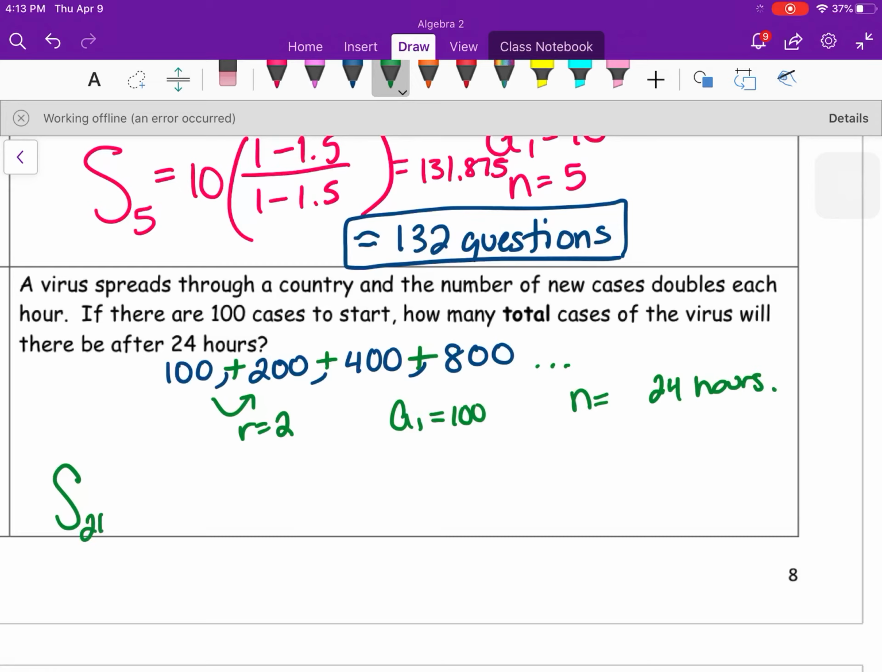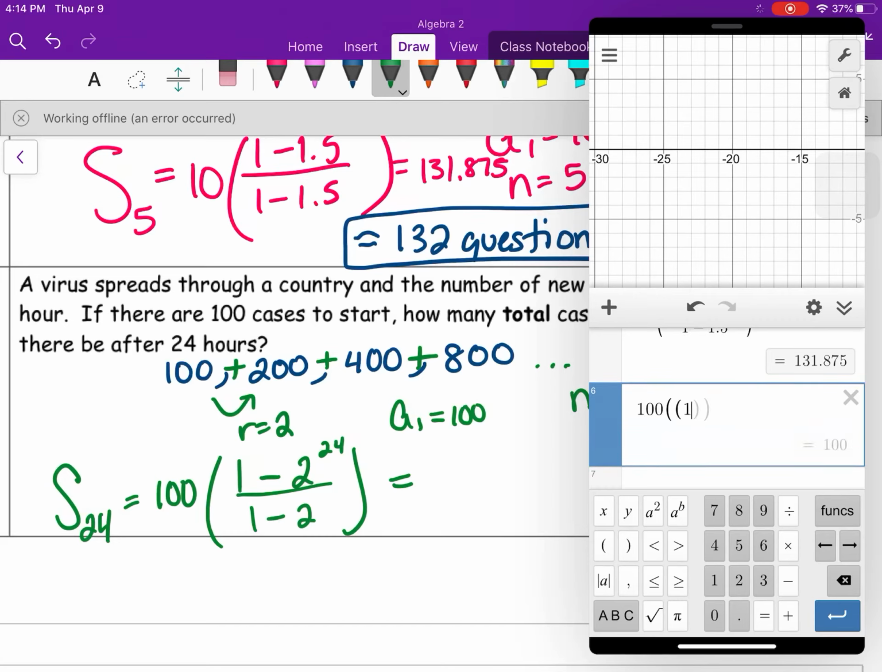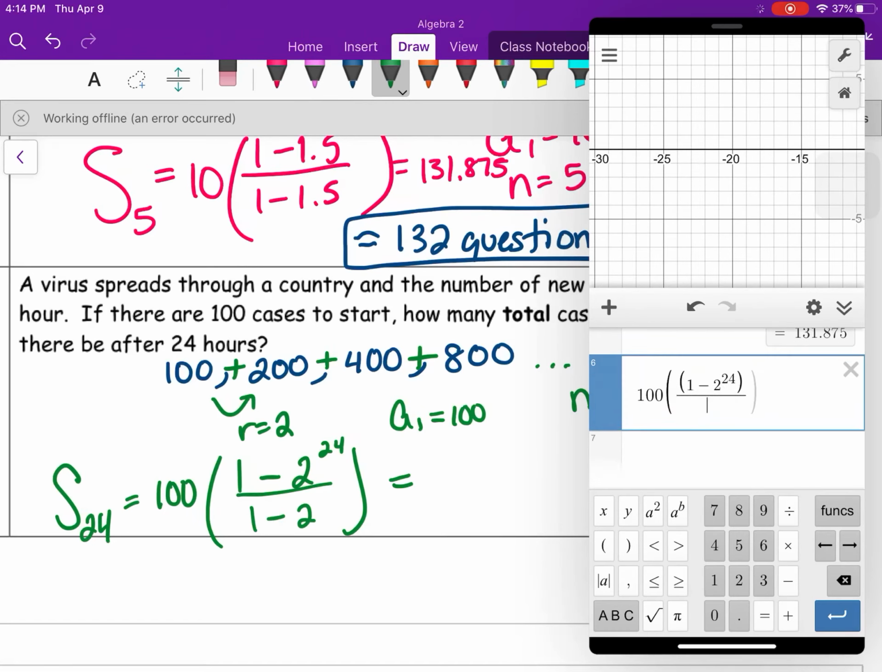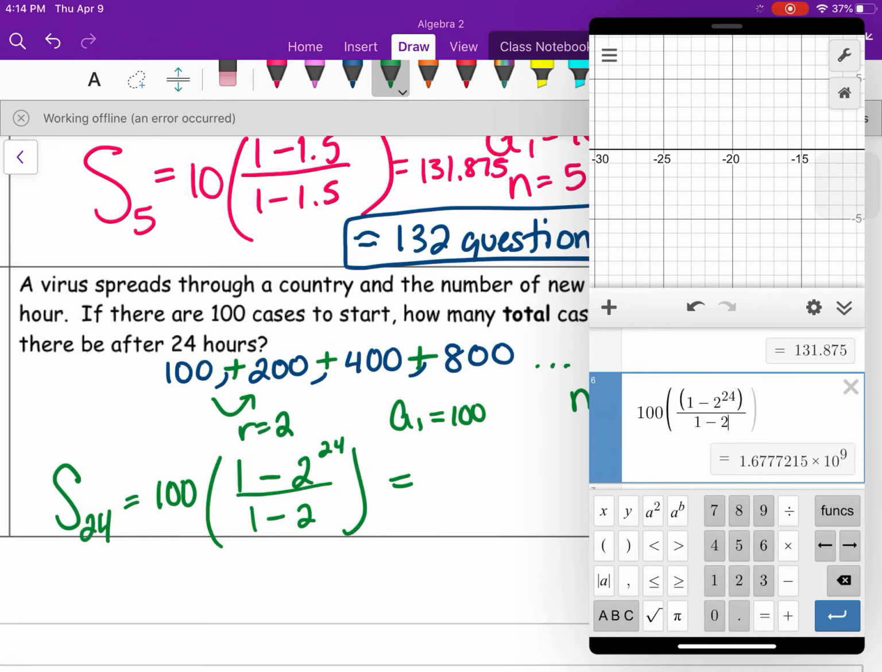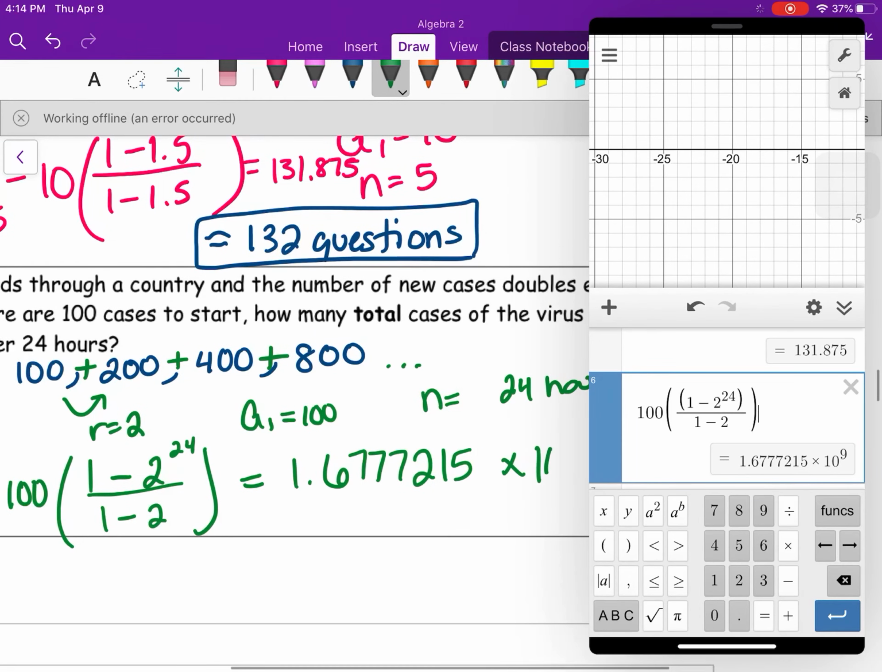So the sum of the 24 would be 100 times 1 minus R to the 24th power over 1 minus 2. So we started with 100 cases, and it's doubling. So 1 minus 2 to the 24 after 24 hours. And then that divided by 1 minus 2. And then, so we're going to have 1.67777215 times 10 to the 9th.